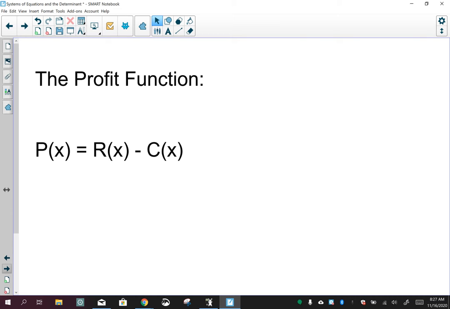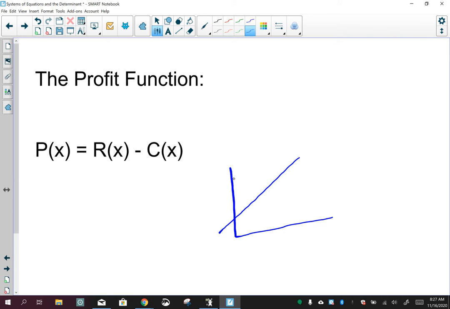Now, on this piece here, what you're looking for on the graph is this. Your revenue is going to do something like this. Your cost is going to do something like this. And then you're going to have your break-even point. And then your profit is going to do something like this. So it's going to cross where your break-even point actually exists. And this is where you're going to start actually making money.